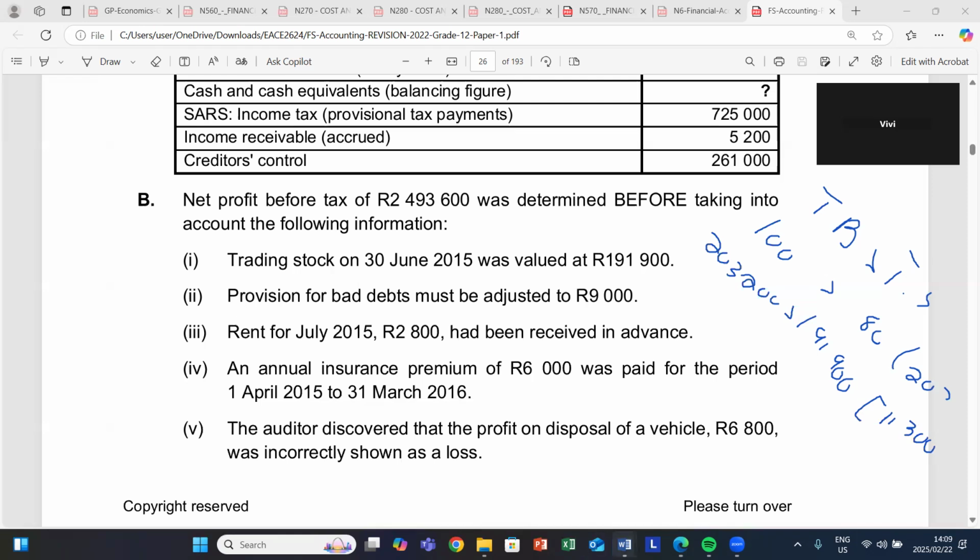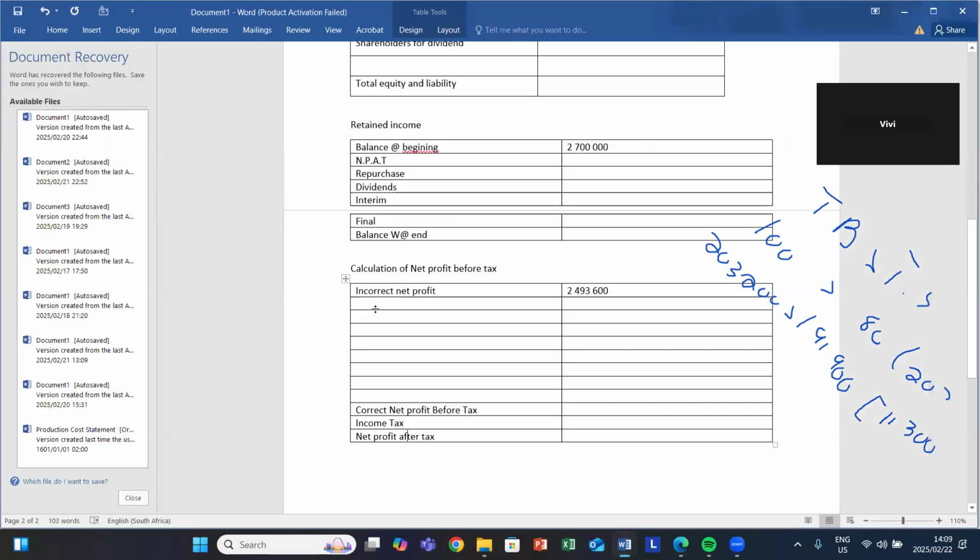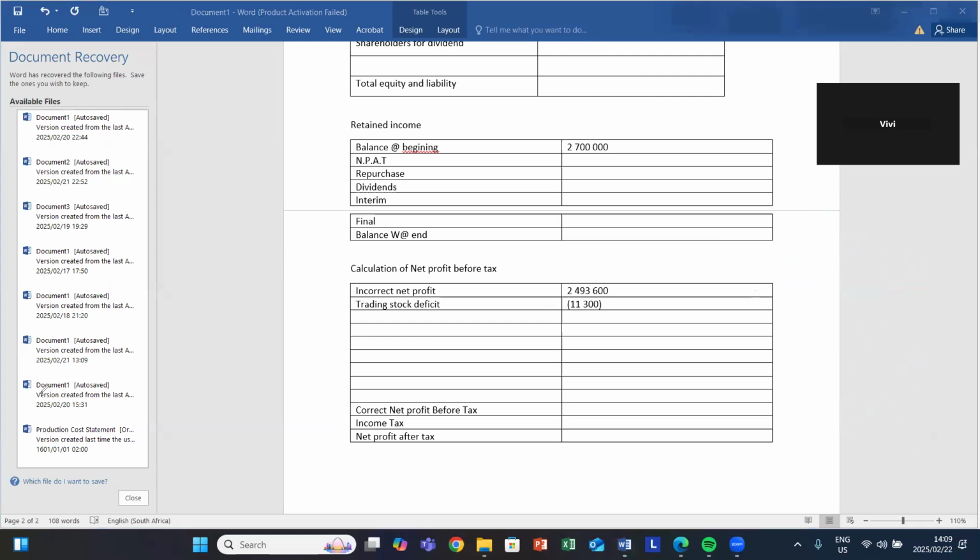So in our expenses, we have an expense called trading stock deficit. They forgot to record the trading stock deficit. Remember, a deficit is an expense, and we know that expenses we record in brackets, 11,300. So that will be our answer there: trading stock deficit, which is 11,000.